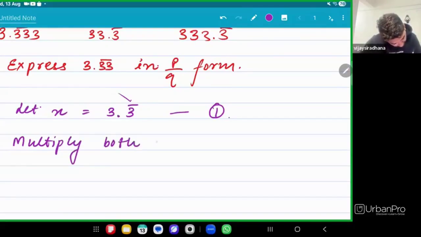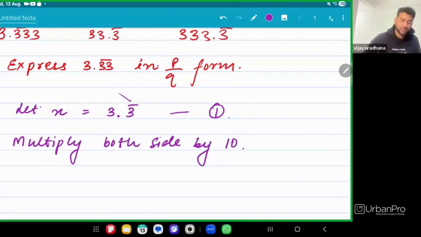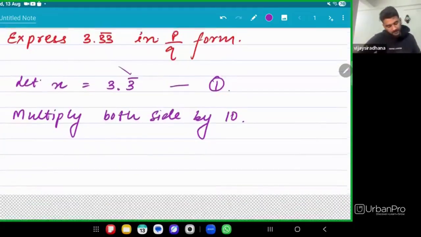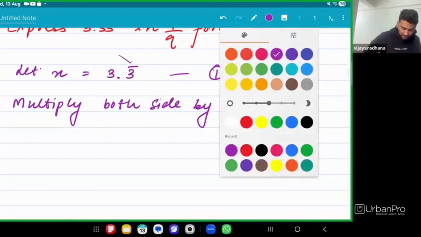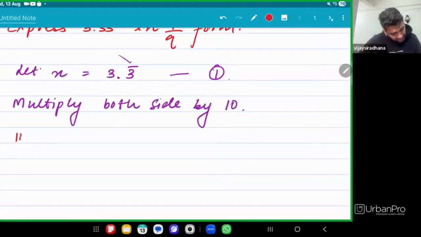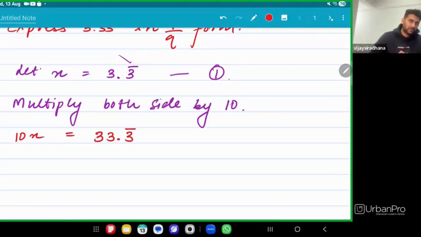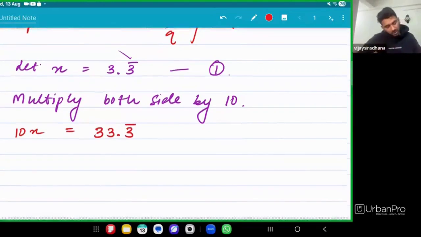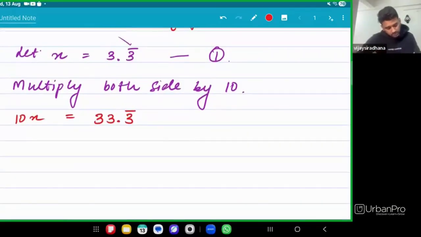Let x is equal to 3.3 bar, and multiply both sides by 10. So what will be the value? 10x is equal to 33.3 bar, right? Now let this be equation number 2.